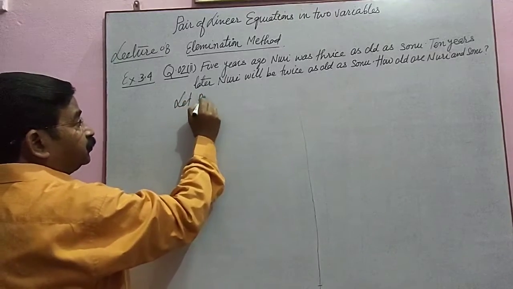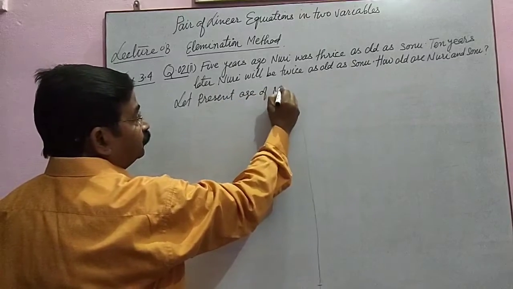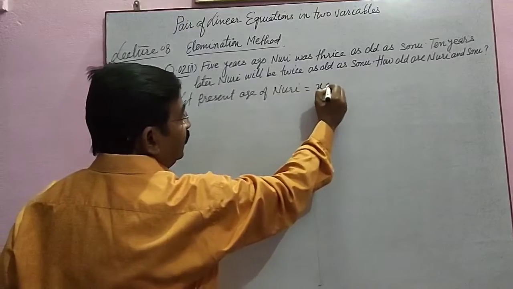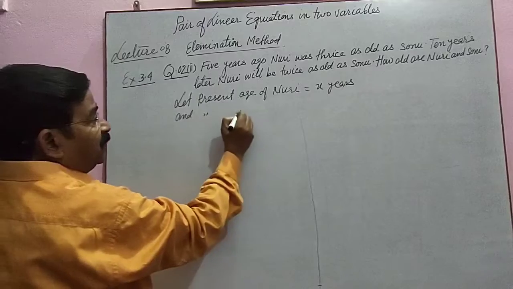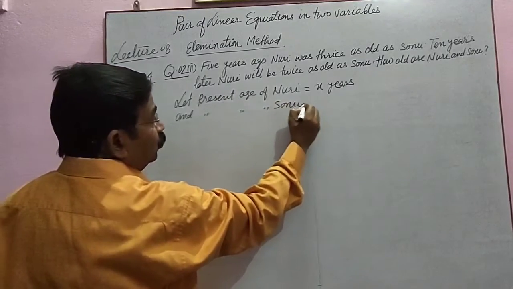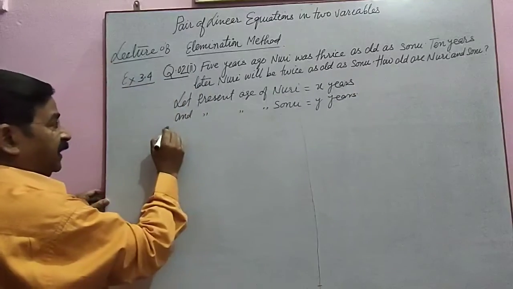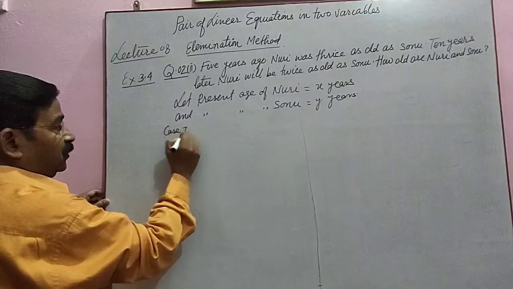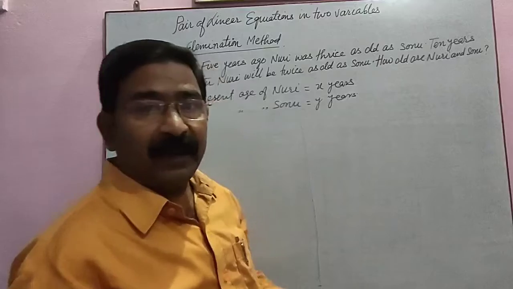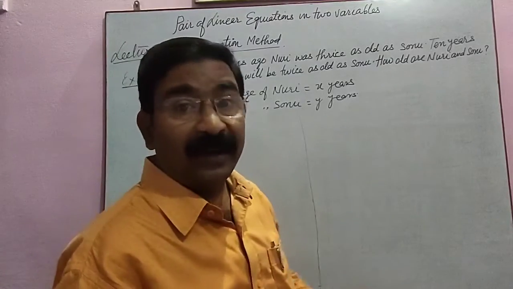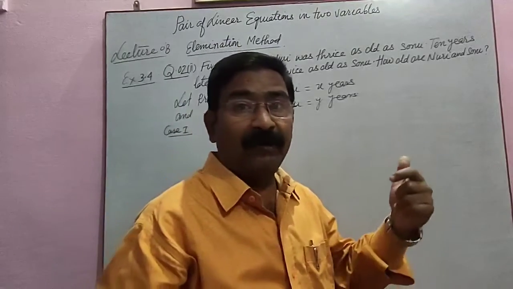Let the present age of Noori be X years and the present age of Sonu be Y years. Now in the first case, 5 years ago means both Noori and Sonu were younger by 5 years. So what to do? We will subtract 5 from their ages.